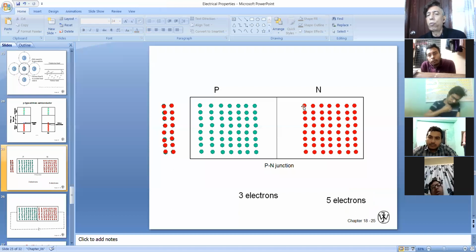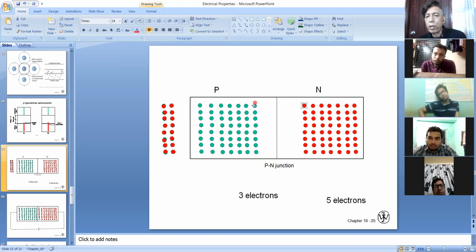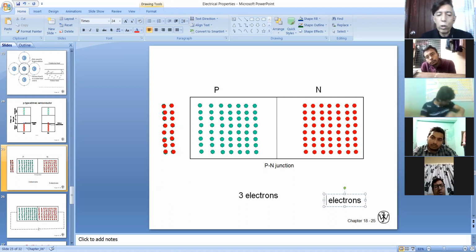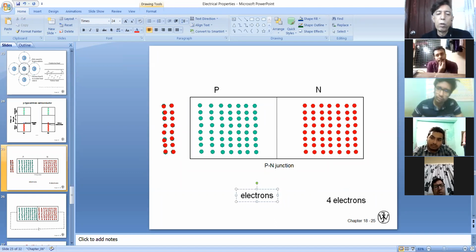One of the electrons from phosphorus enters the aluminum. This green is aluminum. Now, what will happen? The number of electrons of phosphorus will now be 4, and the number of electrons of aluminum is now 4.